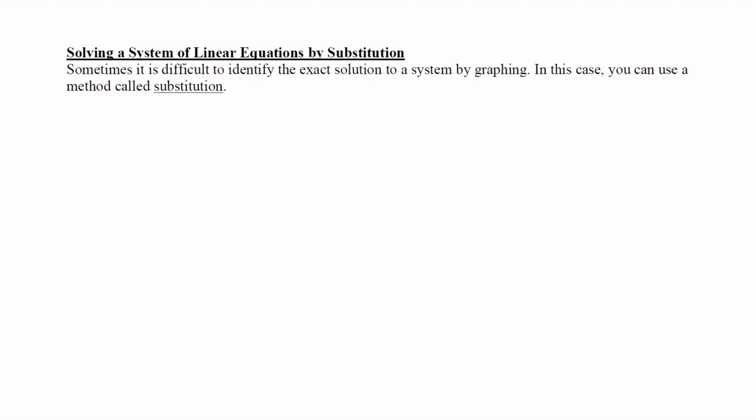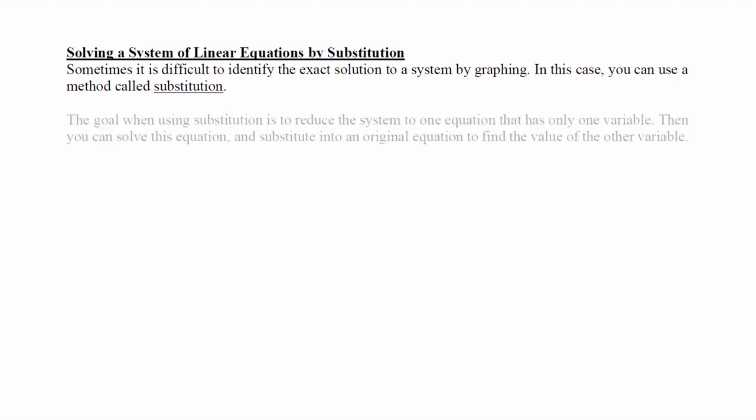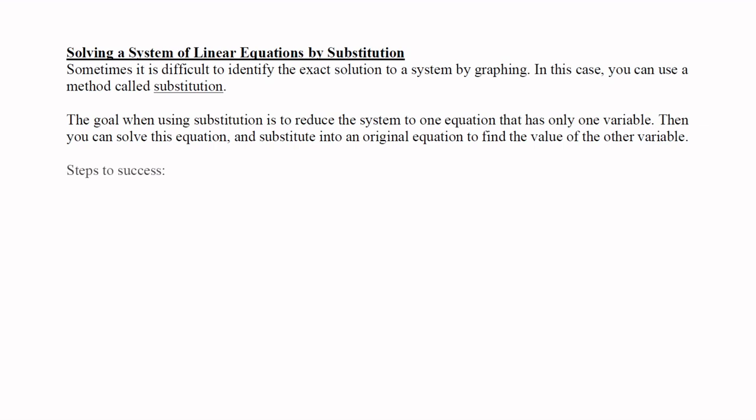Sometimes it is difficult to identify the exact solution to a system by graphing. In this case, you can use a method called substitution. The goal when using substitution is to reduce the system to one equation that has only one variable. Then you can solve this equation and substitute into an original equation to find the value of the other variable.